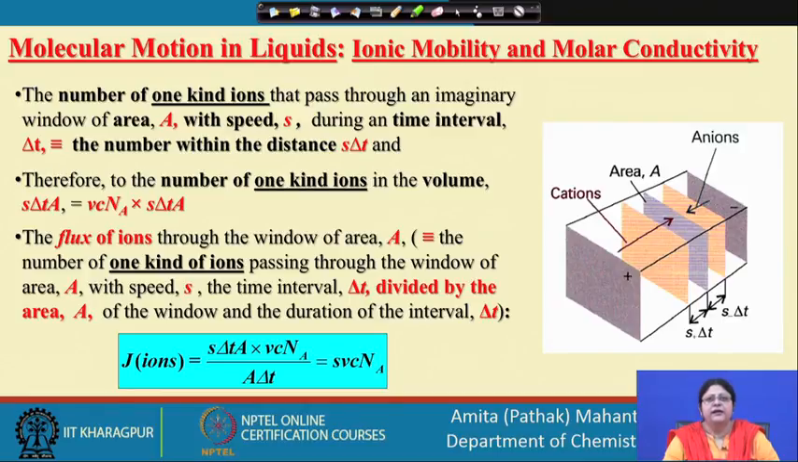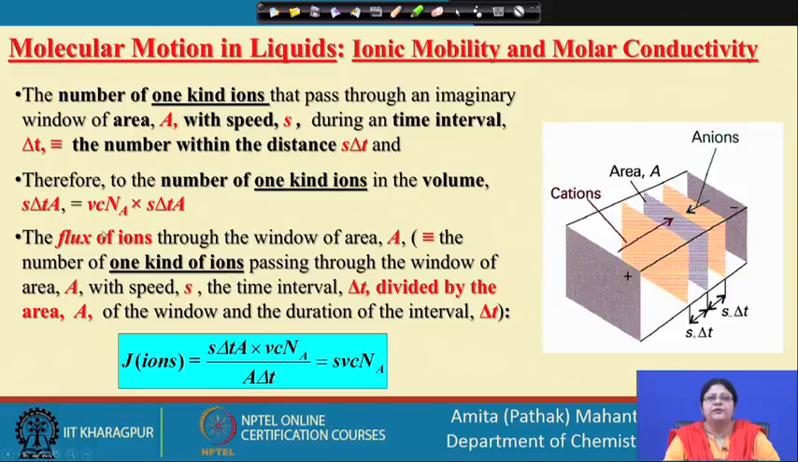The flux of any one kind of ion passing through the window of area A with a speed S in time interval delta t is defined as the number of ions divided by the area A of the window divided by the duration of time. Okay? That is how the flux is defined. We divide it by the area and by the duration of time. So, what we have is one kind of ions, either positive or negative, contained in the volume element. All of them will be passing through the window A.